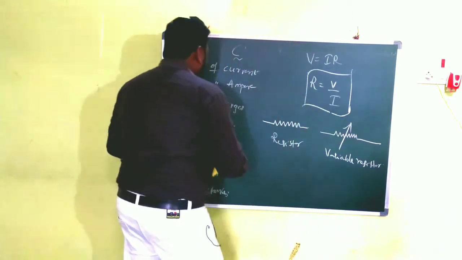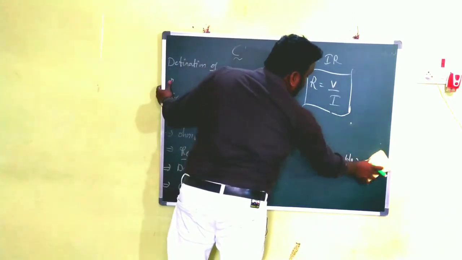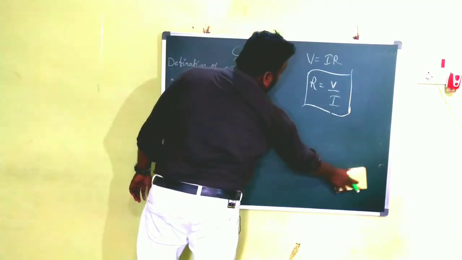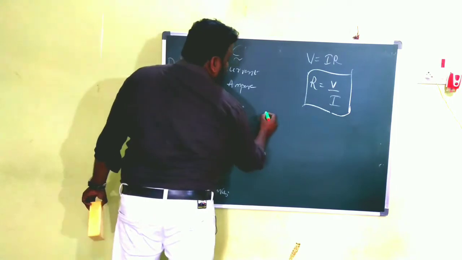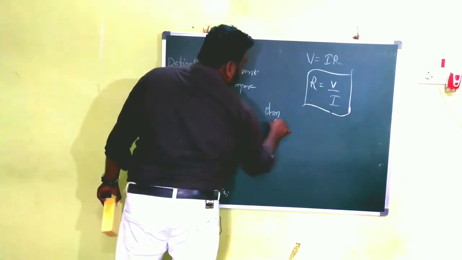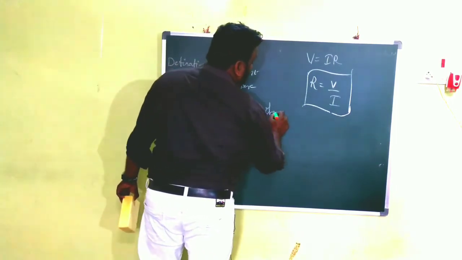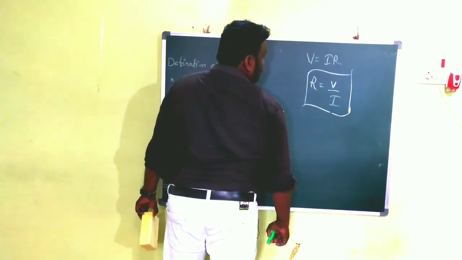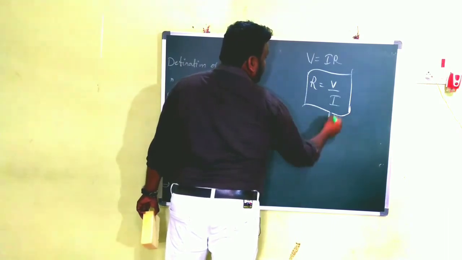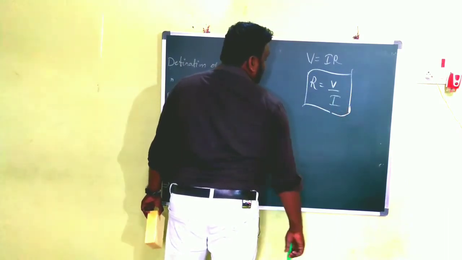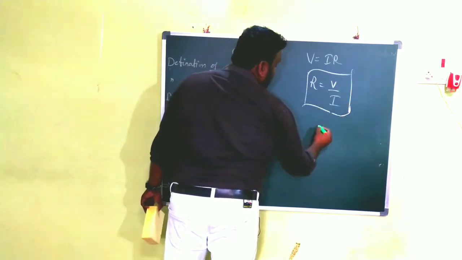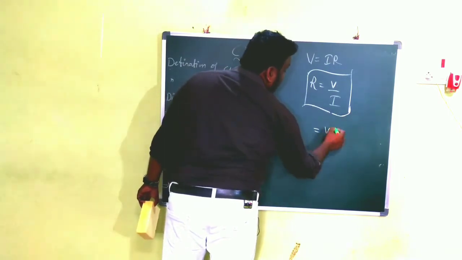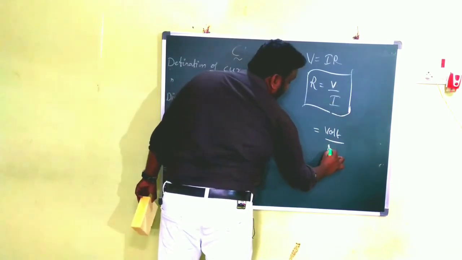So children, now here we have another important definition. Define ohm. What is meant by ohm? The definition of ohm is important for 2 marks, children. Here what is V? Potential difference. What is I? Current. What is the unit of potential difference? Volt. And the unit of current? 1 ampere.